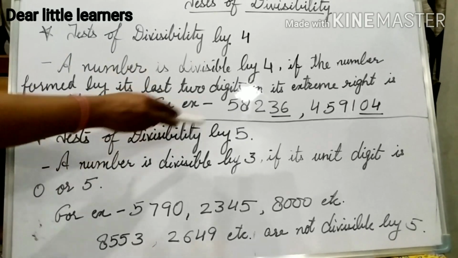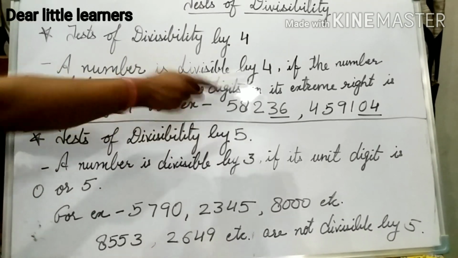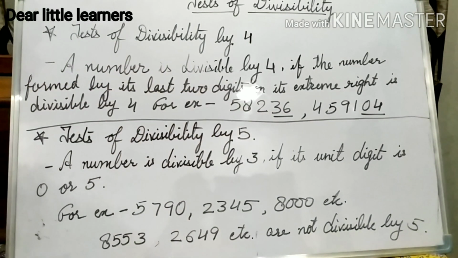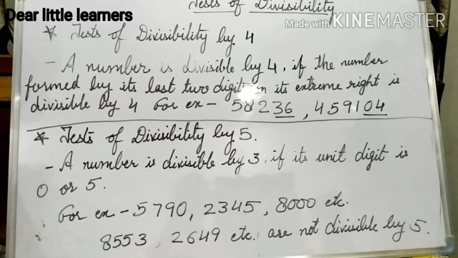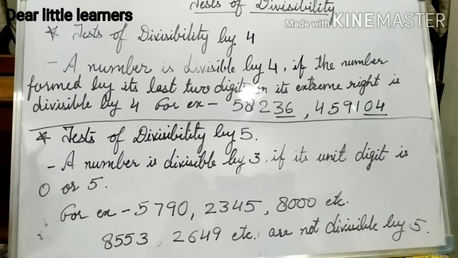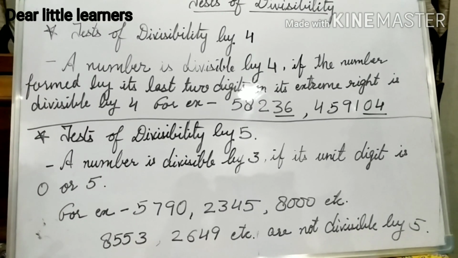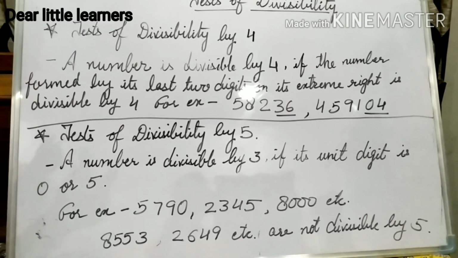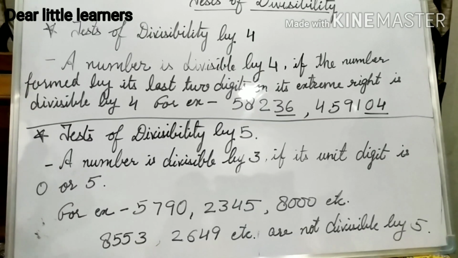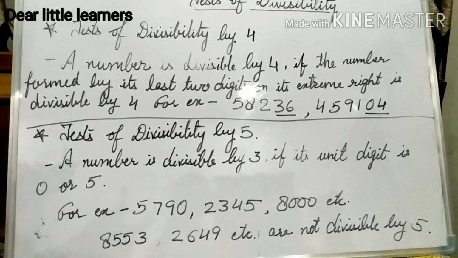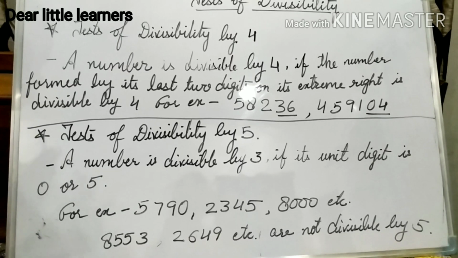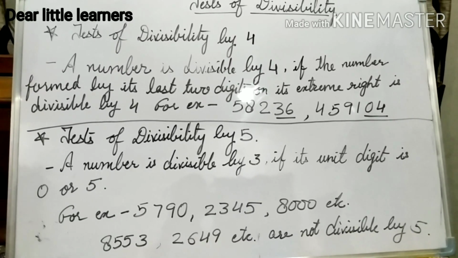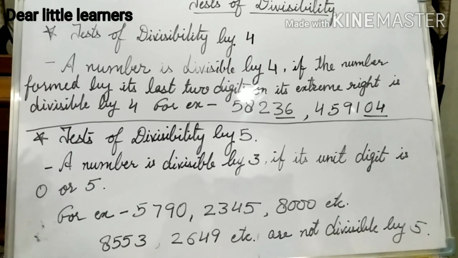See, in this number 58,236, we will take only 36 here, and 36 is divisible by 4. That means this whole number will be divisible by 4. See the next example, 4,59,104. We will take only 04, the last two extreme right side digits. So 04 will be divisible by 4. That means this whole number will be divisible by 4. This is the test of divisibility by 4.